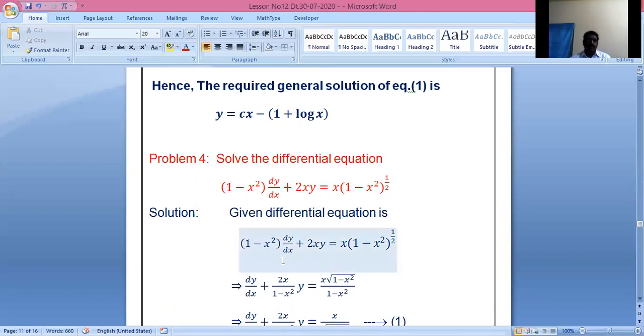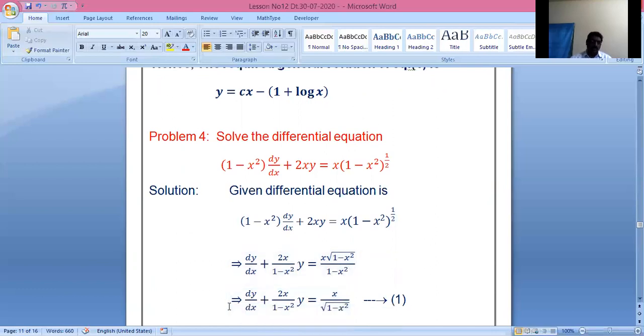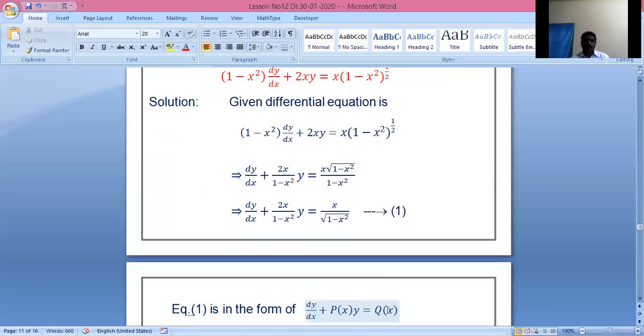By dividing this equation with 1 minus x square, that is the coefficient of dy by dx, we get dy by dx plus 2x by 1 minus x square into y is equal to x into root of 1 minus x square by 1 minus x square. That implies dy by dx plus 2x by 1 minus x square into y is equal to, here 1 minus x square and root 1 minus x square get cancelled, we get x by root of 1 minus x square. Let this equation be 1.